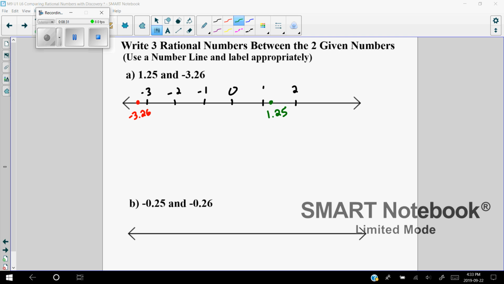All right, so I have my benchmarks drawn on here. So now I'm just going to write 3 rational numbers in between. So I'm going to pick 0 as one of my rational numbers. I'm going to pick -0.5 as one, and then I'm also going to pick -2.1. Okay, many answers that you put here could be correct, but just double check with your neighbor that yours are correct.